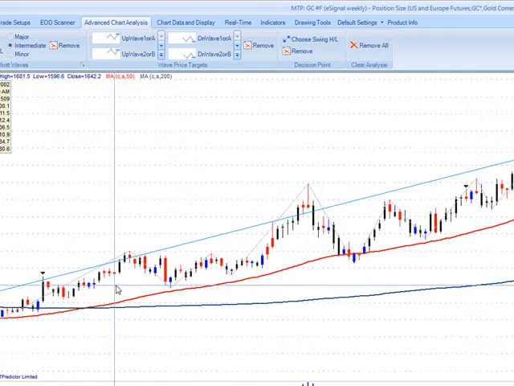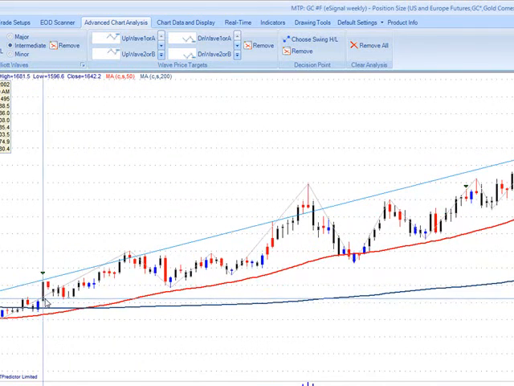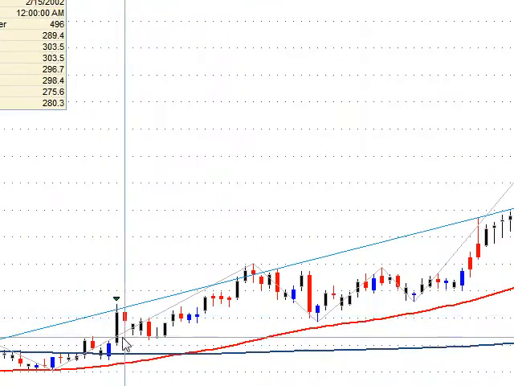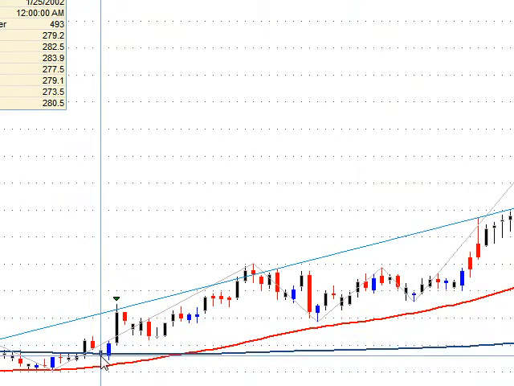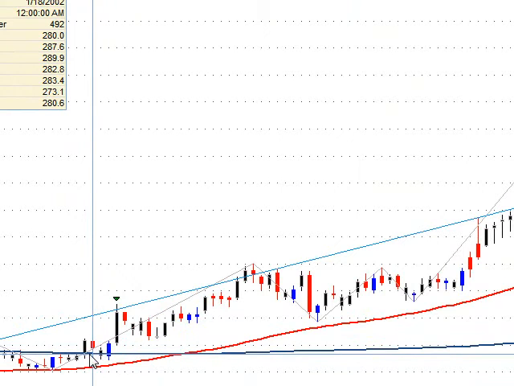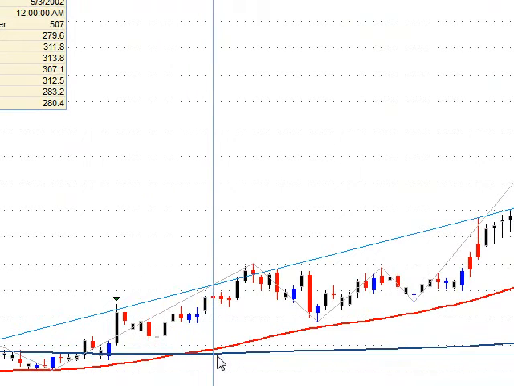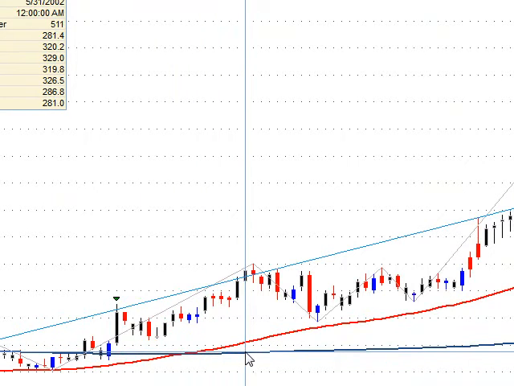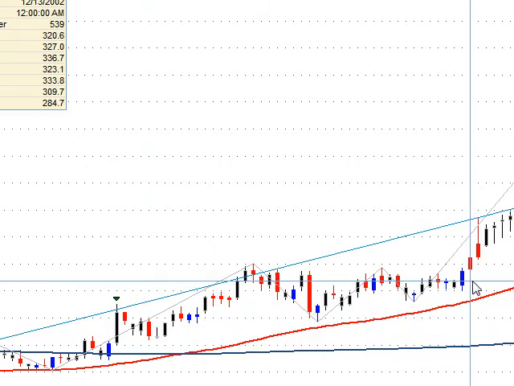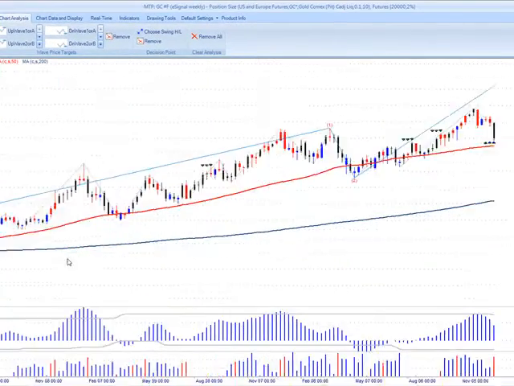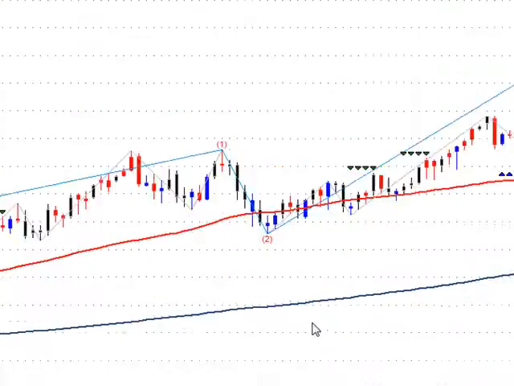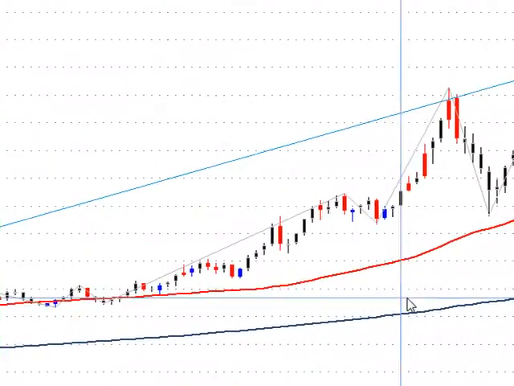Now this goes back all the way to 9/11 of 2001. That's when this gold bull market began. So we go back, here's January of 2002. You can see the 50 period crossed above the 200 period, and that started the uptrend in gold, the bull market in gold. And you can see the 200 period has never been violated in the last 10 years.